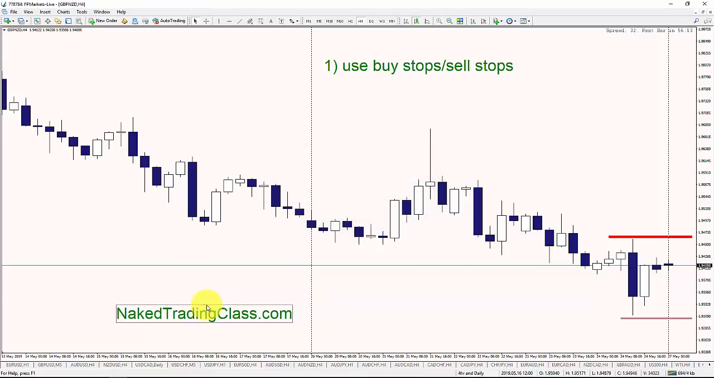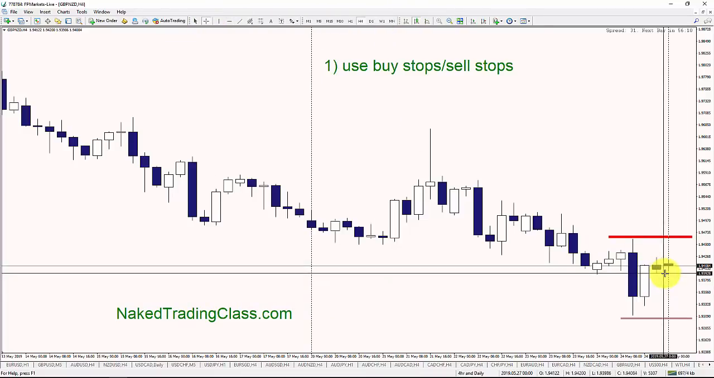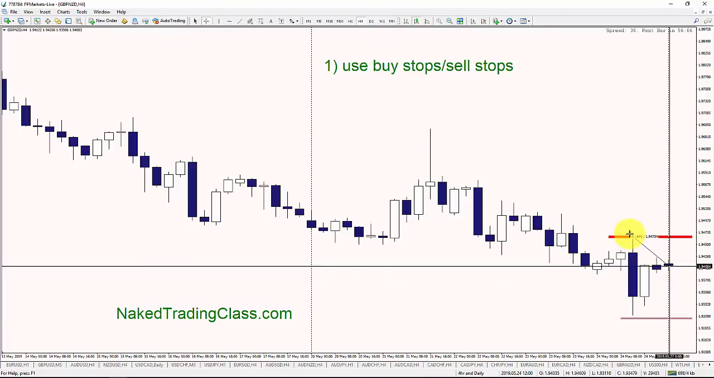Okay. So the good news is, if I get it on a retracement, like if I were to sell right here, my stop loss is only 60 pips, 65 pips away. If I had sold down here, my stop loss would have been 150 pips away. So the good news is I have a really good reward risk ratio.